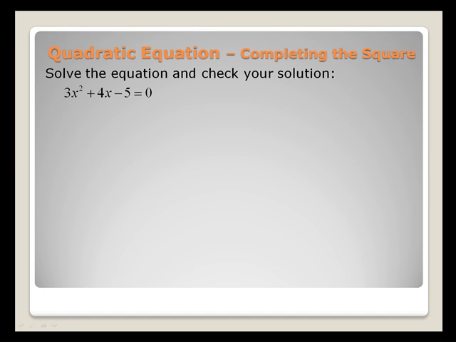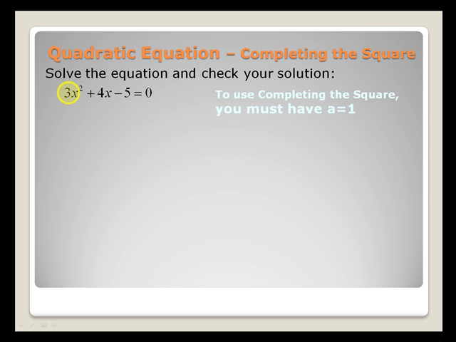This is an example of solving a quadratic equation by completing the square. Our equation is 3x squared plus 4x minus 5 equals 0. Remember, in order to use completing the square, we must have an a value of 1. That means the leading coefficient in front of x squared has to be a 1. In this example, our leading coefficient is 3.